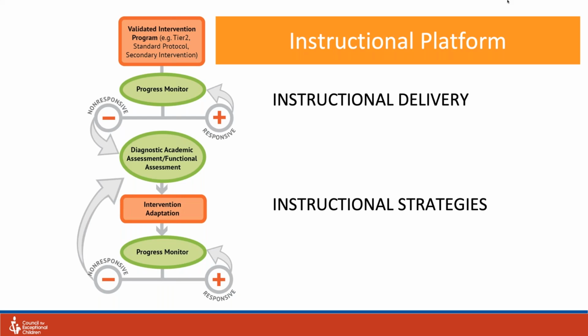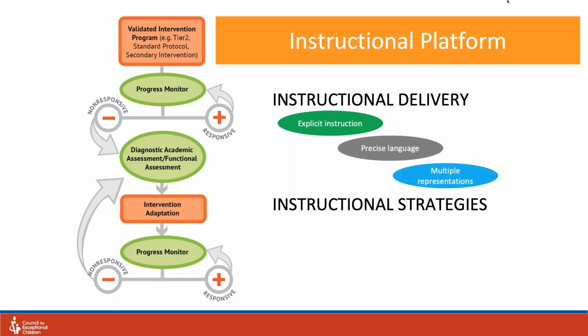So we'll talk about 3 things related to how we deliver this instruction. We'll first review explicit instruction. We'll talk about the use of precise language, especially embedded within explicit instruction. And then it's also important to bring in multiple representations to help students really see and understand math in different ways. And then there's 2 strategies that the evidence tells us are really important to include for students that experience difficulty with math.